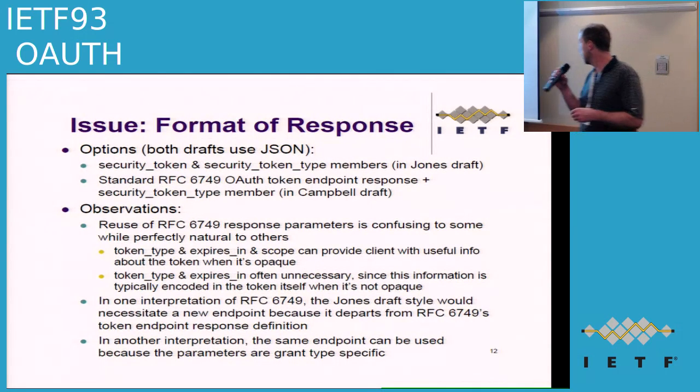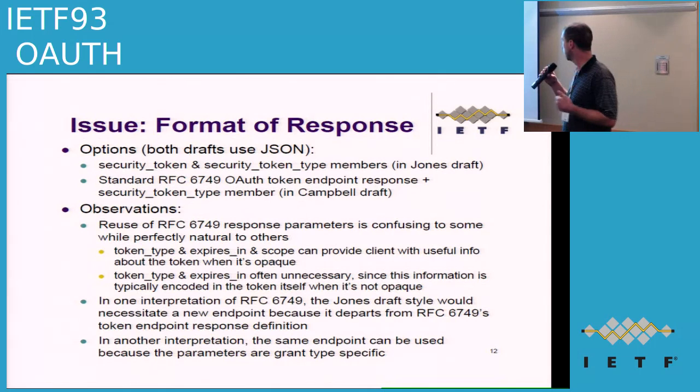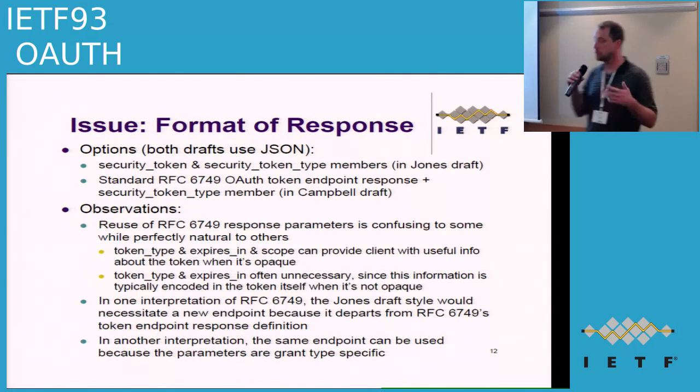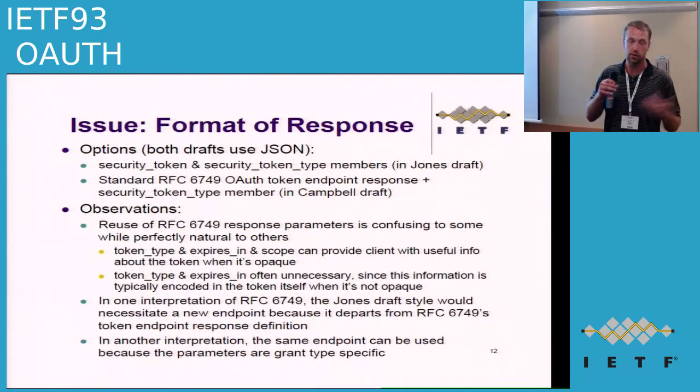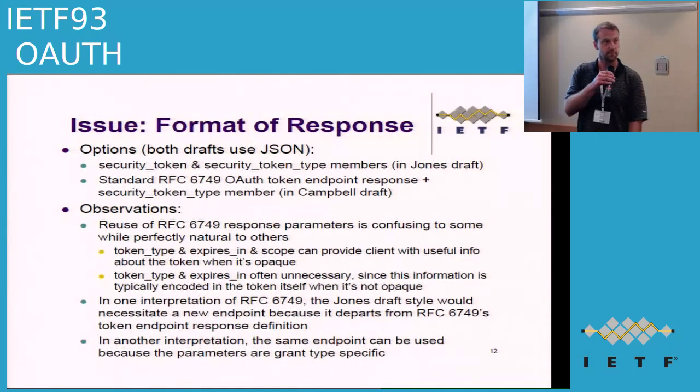So in one interpretation of 6749, a completely different set of response parameters would necessitate the use of a new endpoint because it's a departure from what's in there now. In another interpretation, the same endpoint can be used with a completely different set of response. So we're at an impasse there. I think it's maybe a question we'll talk about now. One of those interpretations is correct and the other is not.